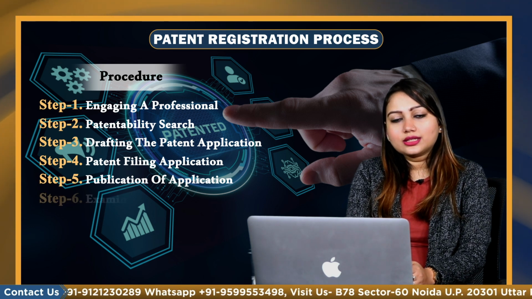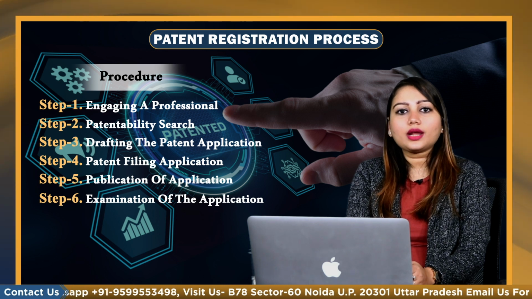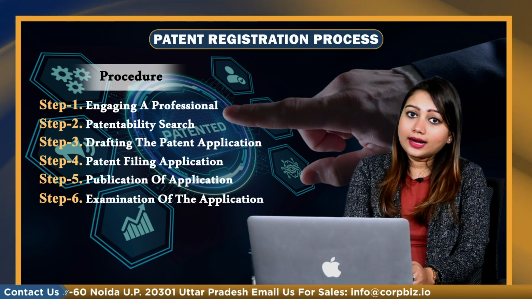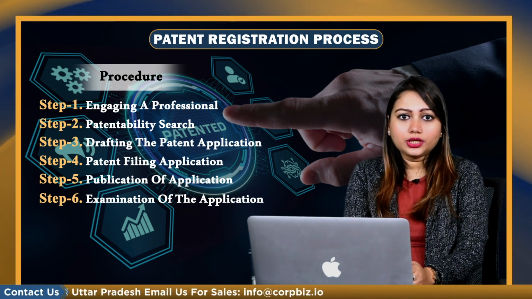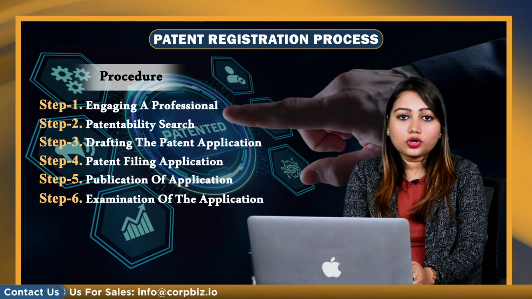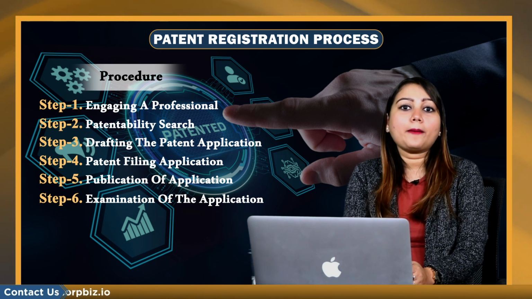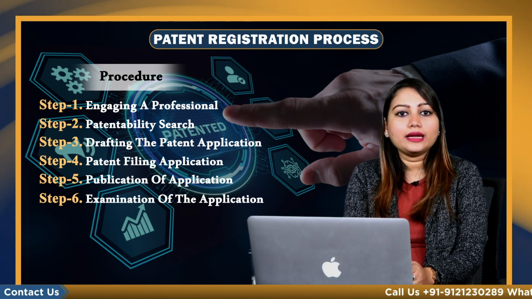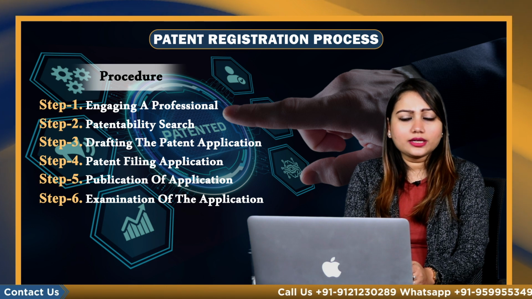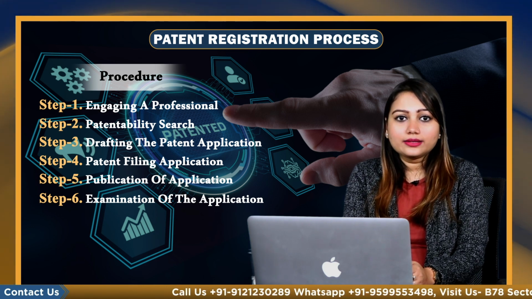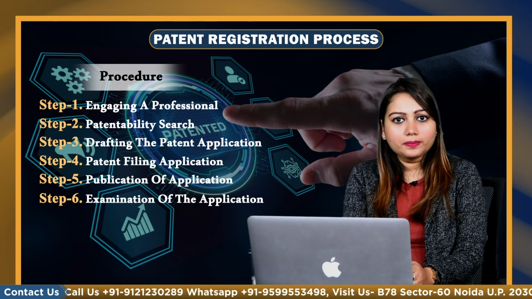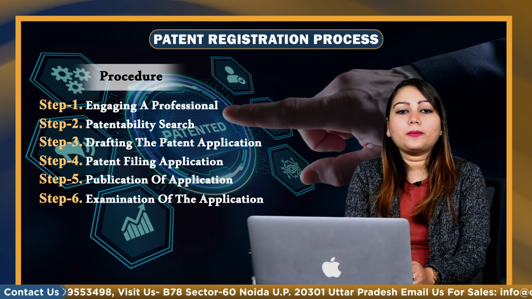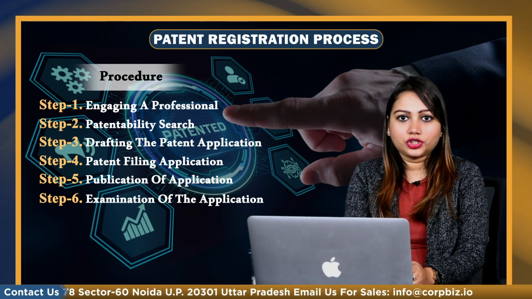Step 6 includes examination of the application. After publication, the next step is the examination of the patent application. Unlike the publication of the application, the examination does not happen automatically by way of filing the Indian patent application. For examination, the applicant has to request for examining their patent application. It helps in determining whether the invention meets the statutory requirements for patentability or not. The examiner examines the application considering the prior art information of the invention.